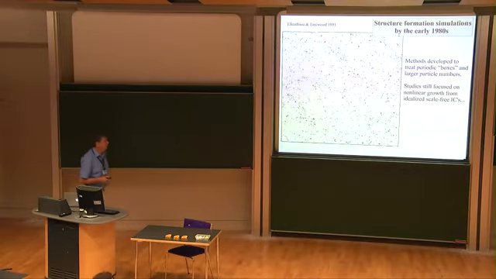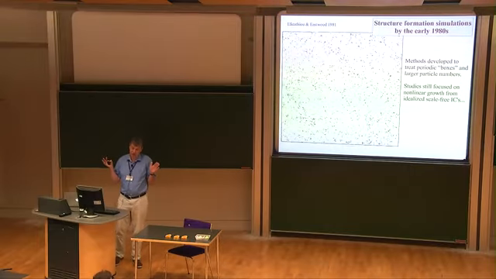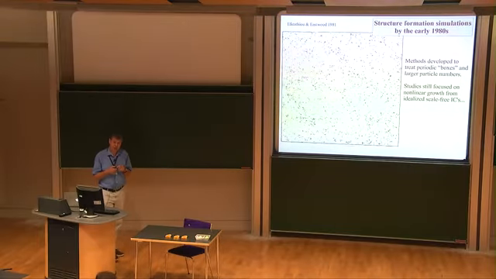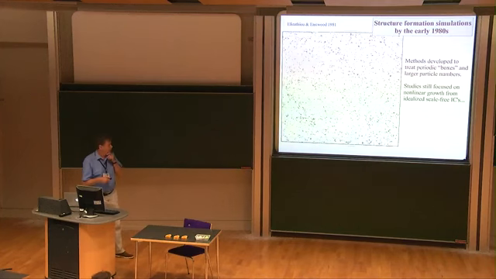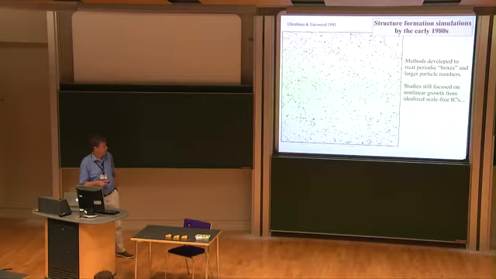So with time, what happened was, for a long time, this was in the 1970s, right? We didn't have an idea what the initial conditions should look like. And so simulations were used primarily to try and understand the process. So here's another example, again, of simulations from white noise initial conditions to see how the nonlinear clustering process worked. This is in Efstathiou and Eastwood. By this stage, they could have 20,000 particles. They knew how to put periodic boundary conditions so you didn't have a sphere at the edge. The studies were still focused on nonlinear growth from these very idealized initial conditions, just Poisson noise in this case.